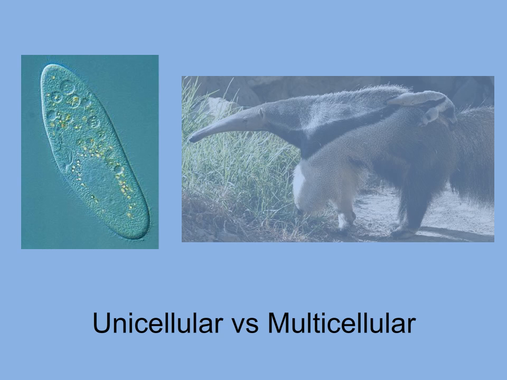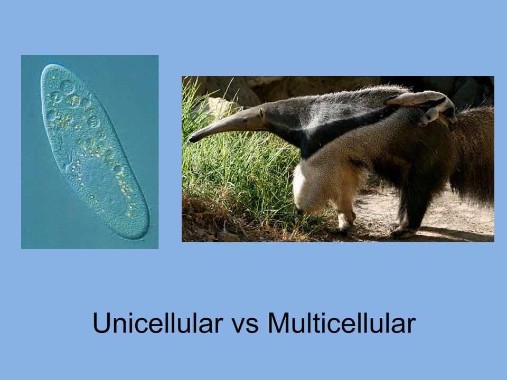An organism may be unicellular, or have one cell, such as this paramecium, or an organism may be multicellular and have many cells, like the anteater. In unicellular life, all processes occur within a single cell. It has structures to metabolize food, to excrete waste, to move, etc. Multicellular organisms have differentiated cells to perform these functions, such as a digestive system or an excretory system.